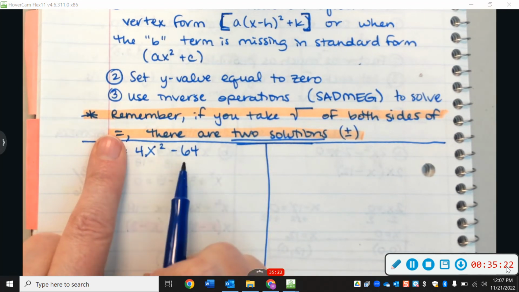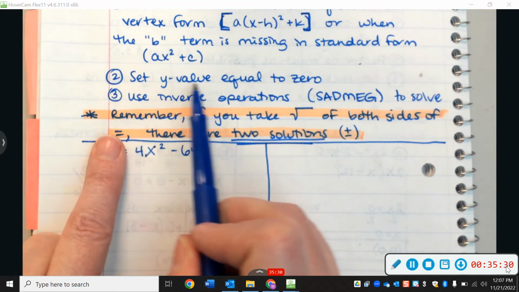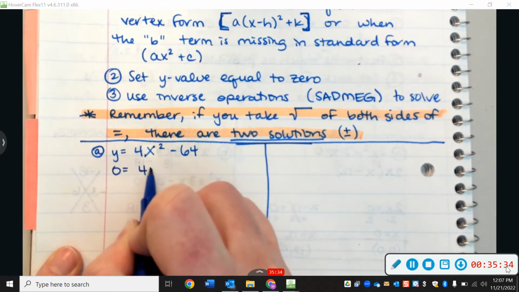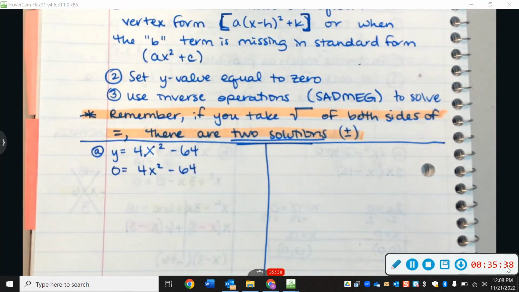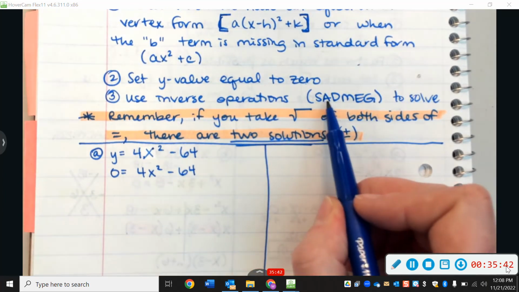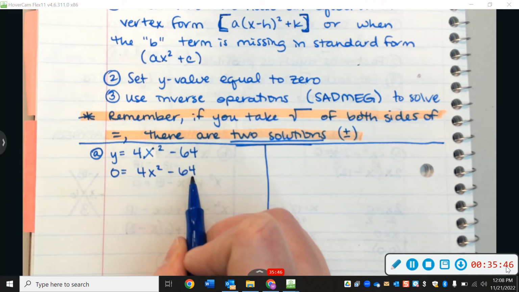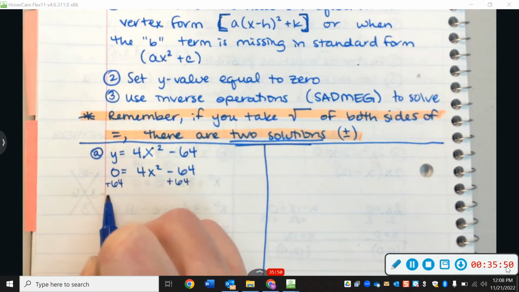This is something I could also really easily factor, but just to go over these steps, I'm going to go ahead and choose square roots as the option. So I'm going to start by setting my y value equal to 0. And that's because anything on the x-axis has a y value of 0. And next I'm going to start using inverse operations. So I'm going to start with any adding or subtracting first. So I'm noticing that minus 64, so I'm going to go ahead and do the opposite. I'm going to add 64.